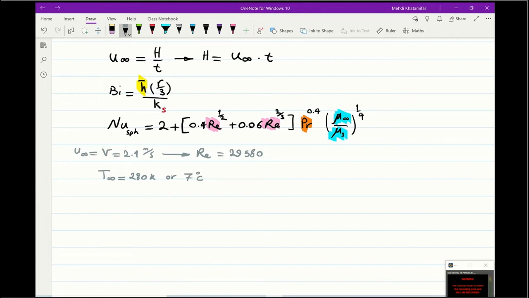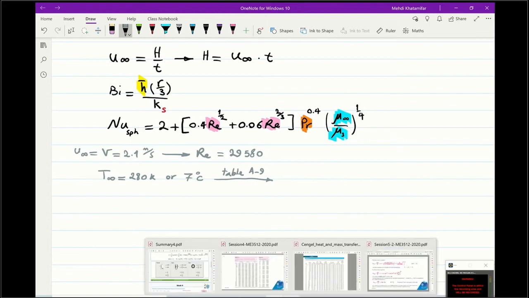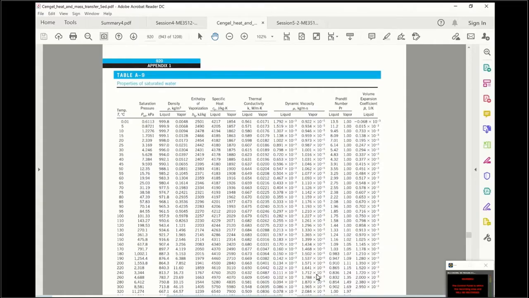And we need to find those properties. From where? From table A9. This table is available for you at the end of the textbook. I also give you the link for downloading these tables, all those tables, which is free inside the reading section on the Learn JCU. Let's go and check table A9, which is about saturated water.